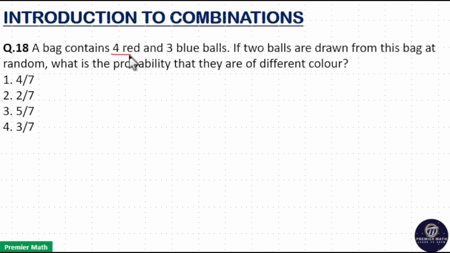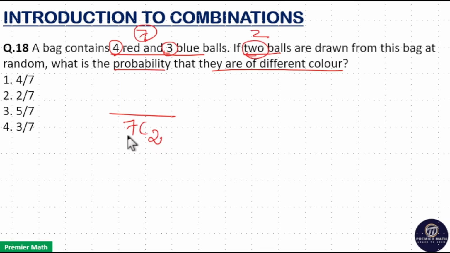A bag contains 4 red and 3 blue balls. If 2 balls are drawn from this bag at random, what is the probability that they are of different color? Here, for the total outcome, there are 4 plus 3, 7 balls available. Out of this, we need 2 balls. So 7C2 is the total selection. From the 7, we should select 2 balls. And our favorable outcome is that they are of different color. The selected 2 balls should be of different color. That is, one should be red and the other should be blue. When you select 2 balls, one should be red and the other should be blue.